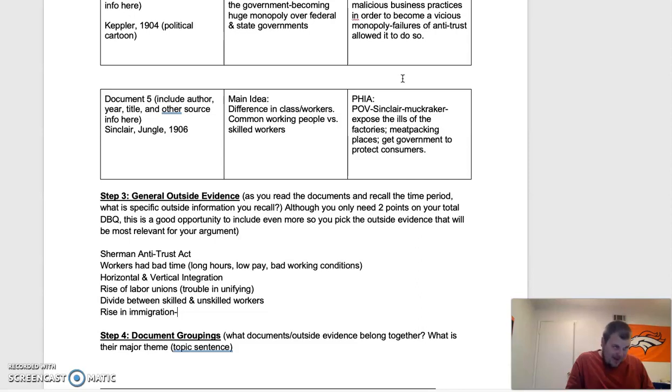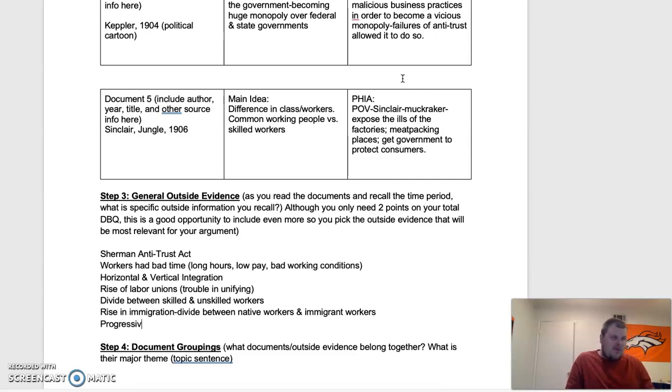So this is problematic, and this is something we're looking at here, which is also basically a divide between, hate to say the word native, but somewhat, workers and immigrant workers. So this is something else that I recall here. I also mentioned some stuff about progressive reform.